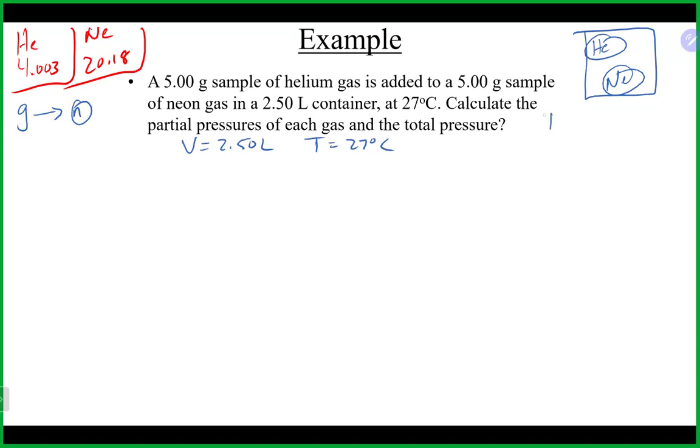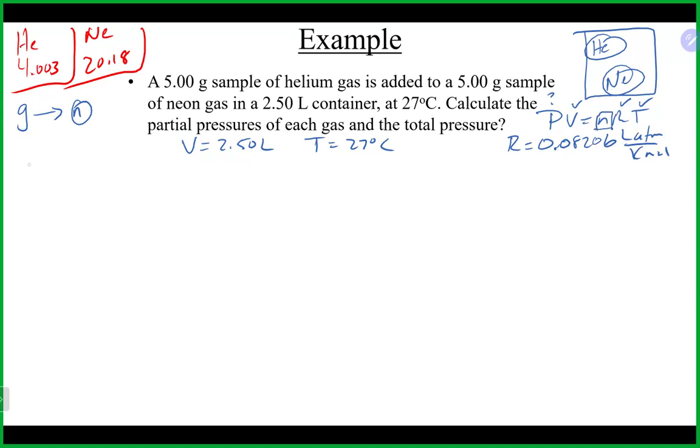And again, we can think about PV equals nRT. We are looking for pressure. We have a volume, we have a temperature, and we always have R, which is 0.08206 liters atmosphere per Kelvin mole. So that means we're missing moles, and we need to calculate moles from the grams. So let us do that first.